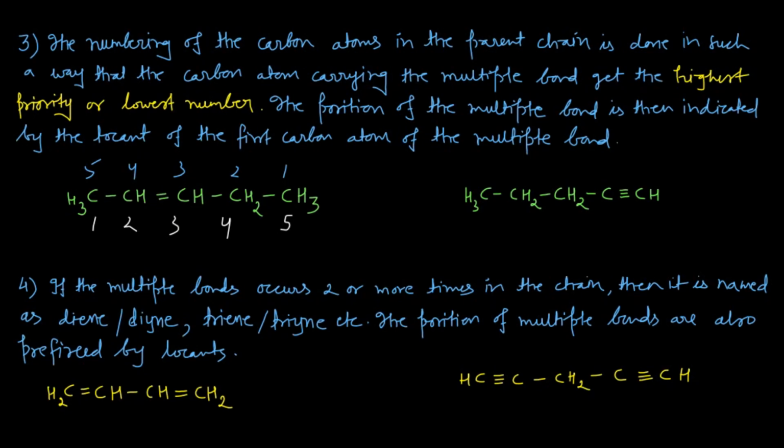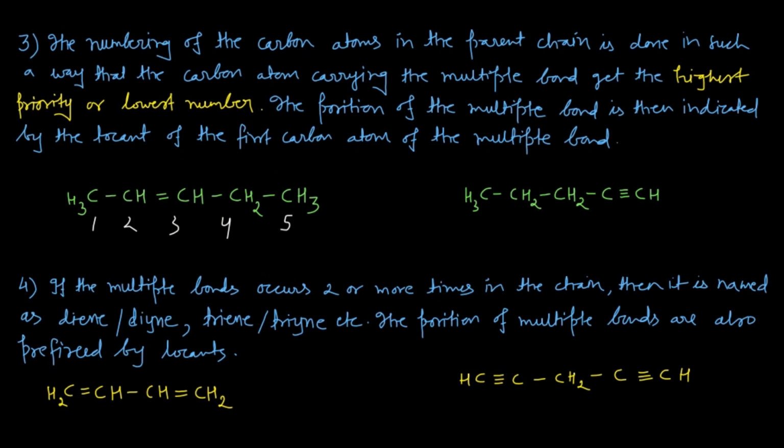And if I select the numbering pattern which starts from the right and goes to the left, then it will give the position of the double bond at carbon number 3. But the IUPAC nomenclature says that it must have the lowest number or the highest priority, and the lowest number is actually 2. So we will select this pattern, the white color pattern of numbering, right? We will not adopt the other one. So I am removing the wrong thing here.